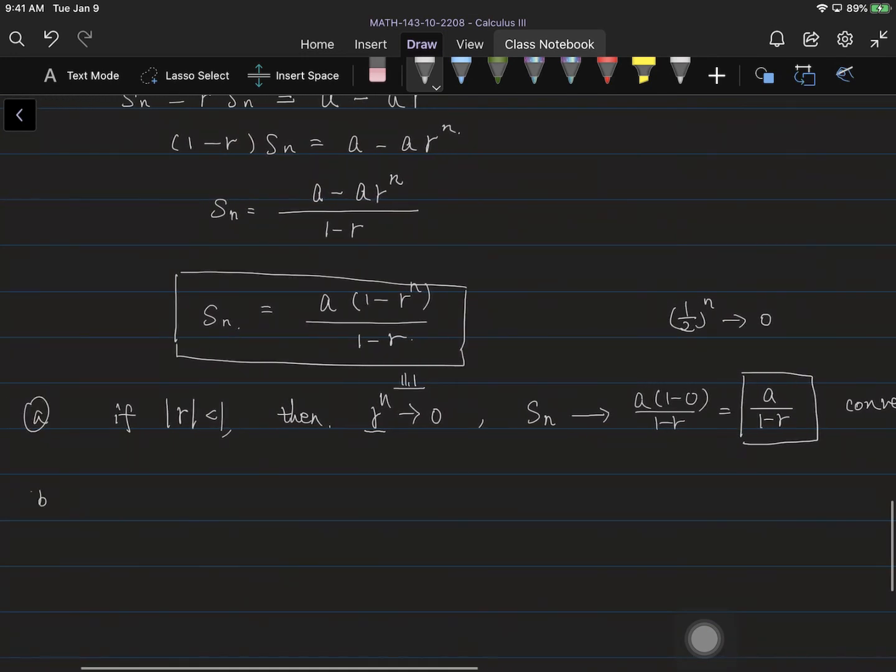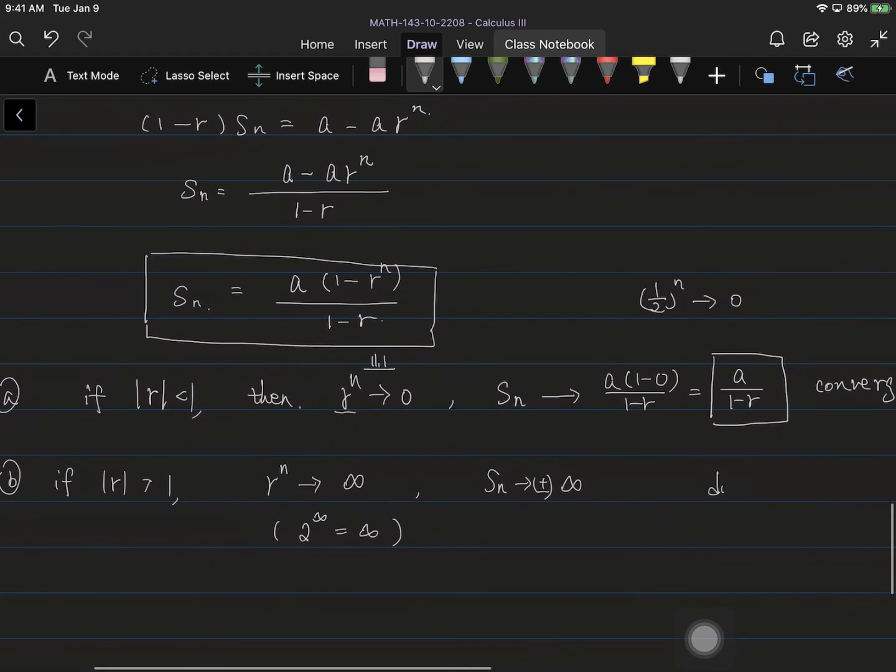If the absolute value of r is greater than 1, r to the n goes to some number greater than 1, for example 2 to the infinity, it's infinity, right? r to the n goes to infinity. In this case, our Sn goes to infinity, positive or negative, we don't care too much, but we know that it diverges.